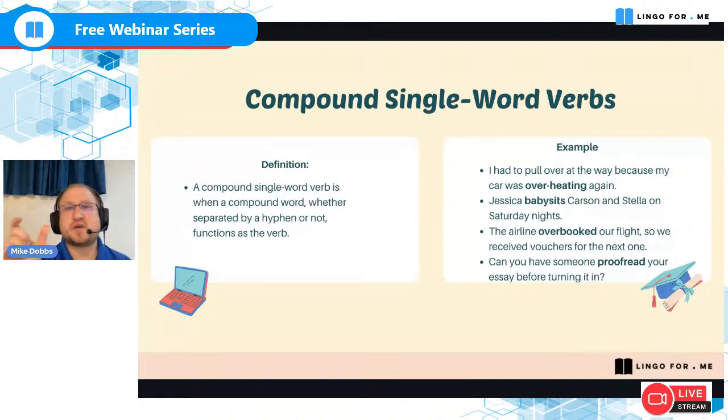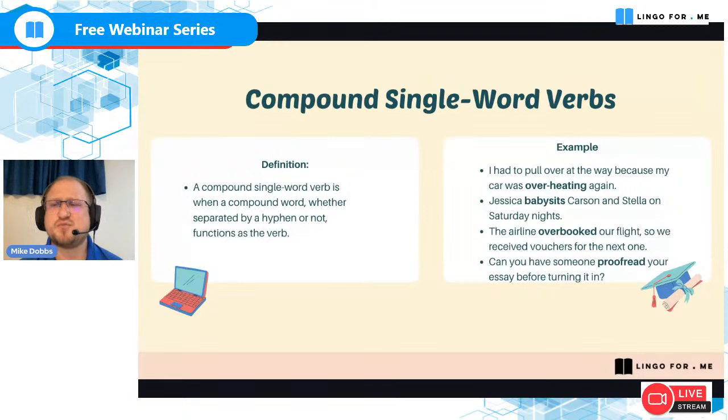Now here, because we're talking about verbs and going more specifically into the types of compound verbs, it can be a little tricky because it can be a compound single word, but it doesn't always necessarily mean that it has a hyphen or not. So it might be just one word or a hyphen. So we'll give some examples. Hopefully that should help you understand it more.